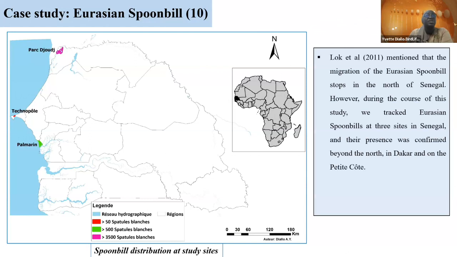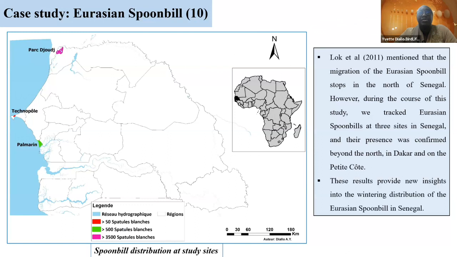Next. Previously it was mentioned that the migration of Eurasian spoonbills stopped in the north of Senegal. However, during the course of this study, we tracked Eurasian spoonbills at three sites in Senegal, and their presence was confirmed beyond the north, in Dakar and on the Petite Côte. These results provide new insight into the wintering distribution of Eurasian spoonbills in Senegal.